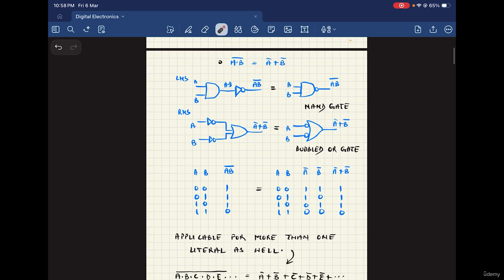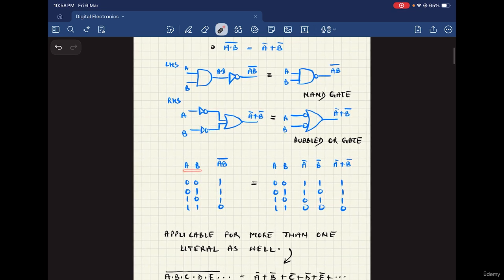Now truth table wise also you can implement. A dot B is here: 0 0 0 1 1 0 1 1. Now AB bar, if you calculate, bar of this, bar of this, bar of this, bar of this. So 0 0 0 1. So it will become 1 1 1 0. So this is the left hand side.